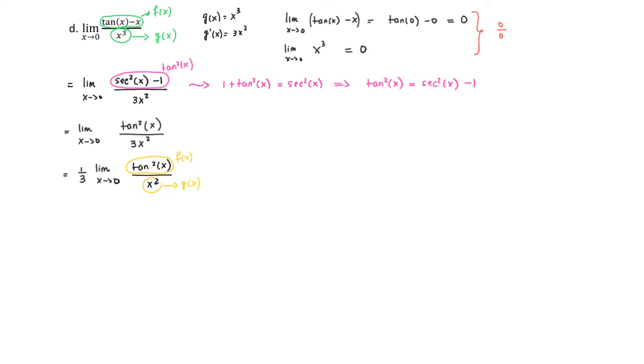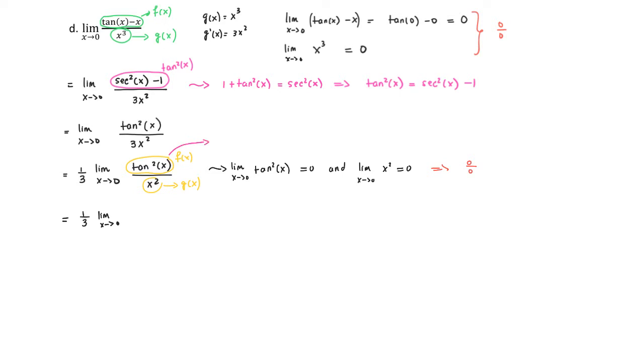Now, if I want to be really careful, I have to quickly show here that the limit as x approaches 0 of tangent squared x is equal to 0, and the limit as x approaches 0 of x squared is also equal to 0. And this is exactly what is giving me the indeterminate form 0 over 0. So then I'm going to go ahead and proceed with L'Hopital's rule a second time. I'm going to take the derivative of the numerator.